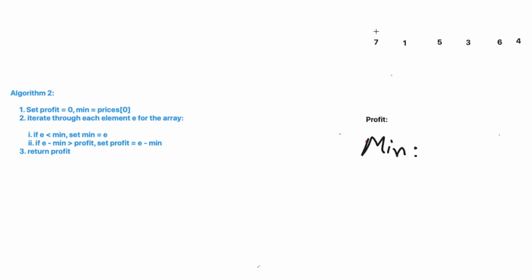If you are confused, let's look at the algorithm, then probably you will understand. So we are gonna start from 7 again and set the value of profit as 0 and min as prices at 0, which is 7. So since we have set the value of min as 7, we can directly start from the remaining portion of the array. So from here we're gonna start.